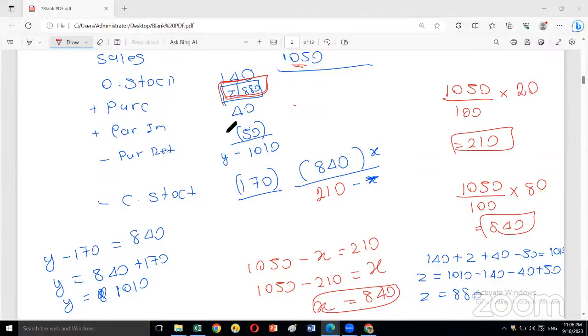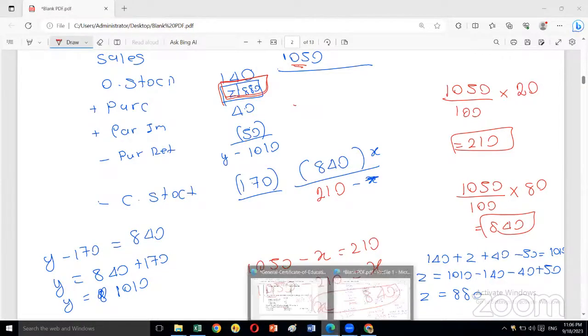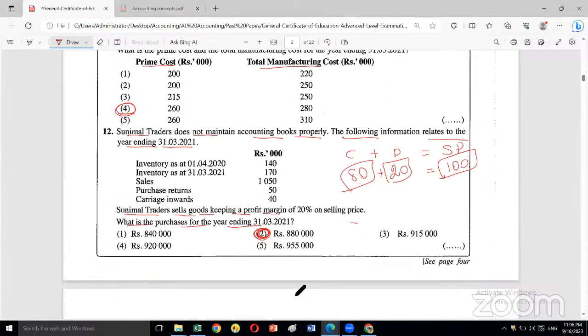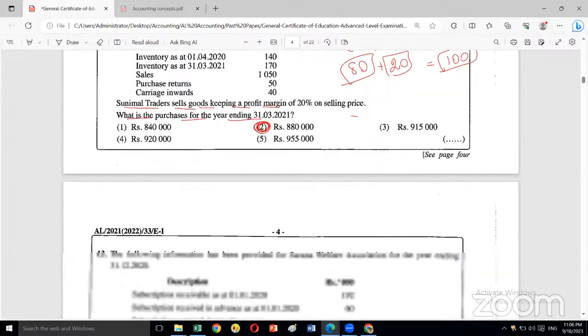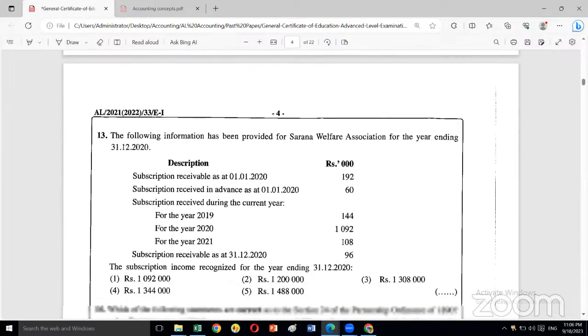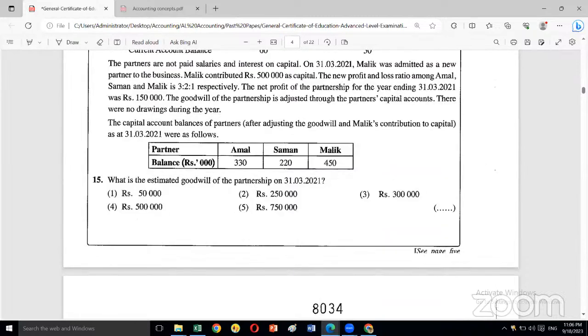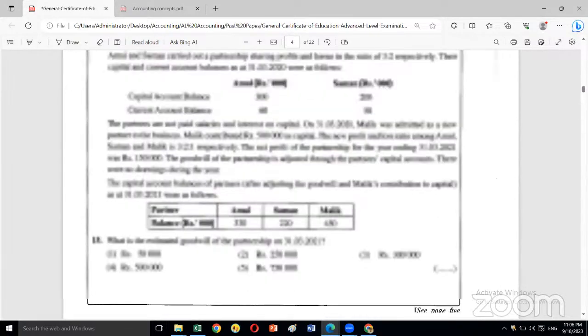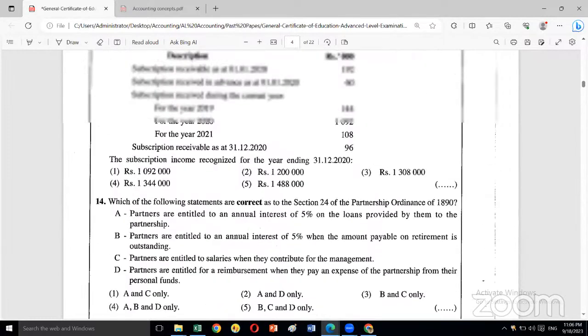My target for today is to finish, and until I reach the target, I will keep going. If not, I'll explain quickly. But for your understanding I'm explaining slowly, as these are calculation parts and tricky questions. If I explain very quickly, sometimes you won't be able to understand. Here we only have to do up to question 16, and after that we have some structure questions.